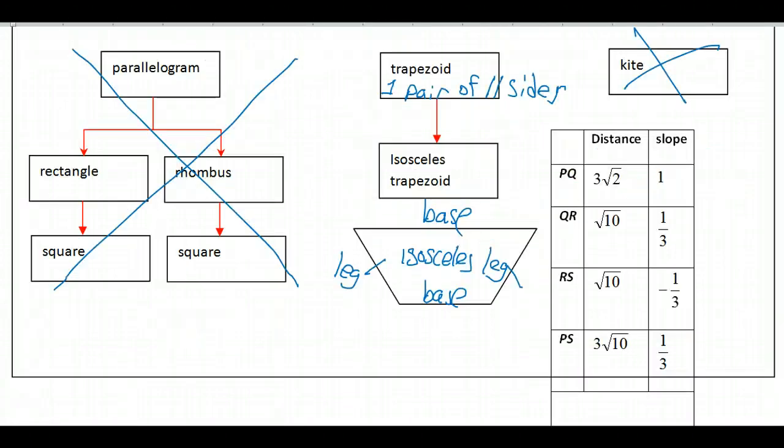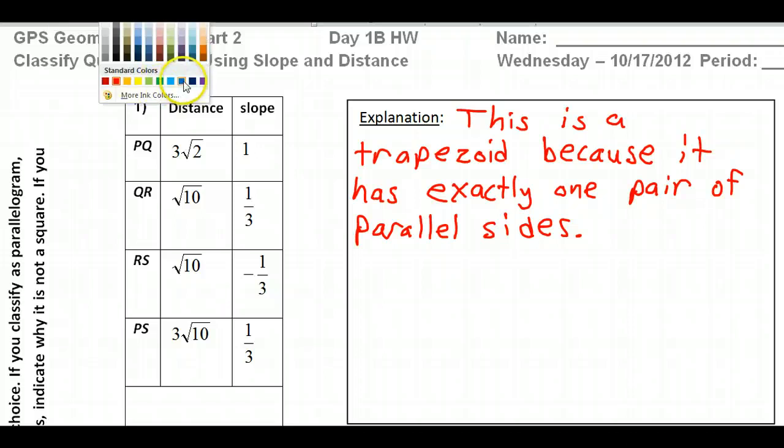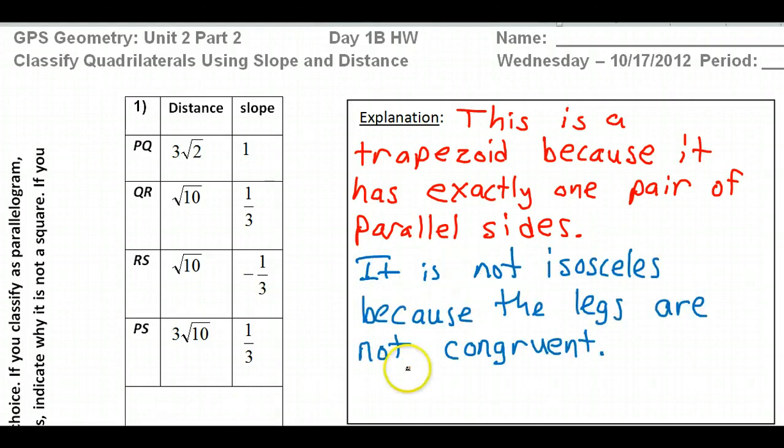Now remember my diagram. If I say it's a trapezoid and I stop there, I have to say why it's not isosceles. So I have a choice. I can either write another sentence explaining why it's not isosceles, or I can just mark it on the chart. So if I wrote it, it would look like this. I would add another sentence saying, it is not isosceles because the legs are not congruent. So you can just write that statement, or you can just mark that on the chart.